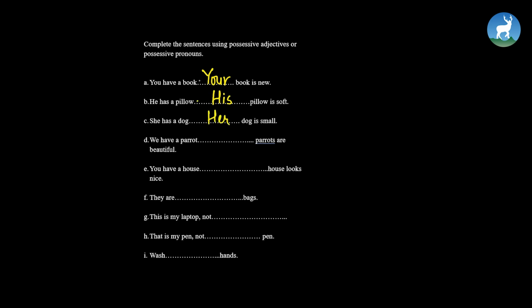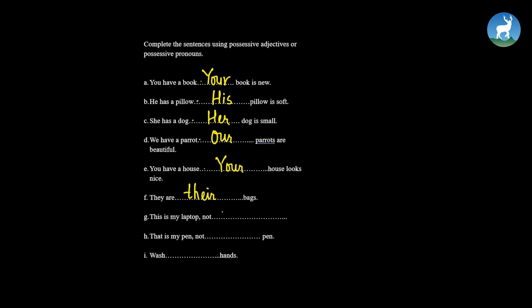Let's not forget giving full stops here. We have a parrot. That parrot is beautiful. Our. You have a house. That house looks nice. Your house looks nice. They are dash bags. They are their bags. Or it could be our bags, right?